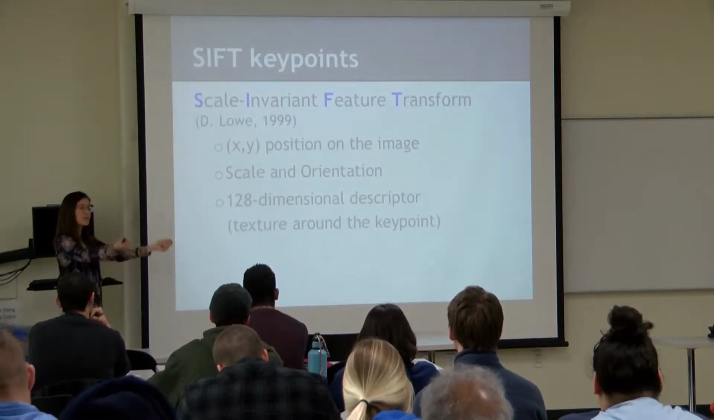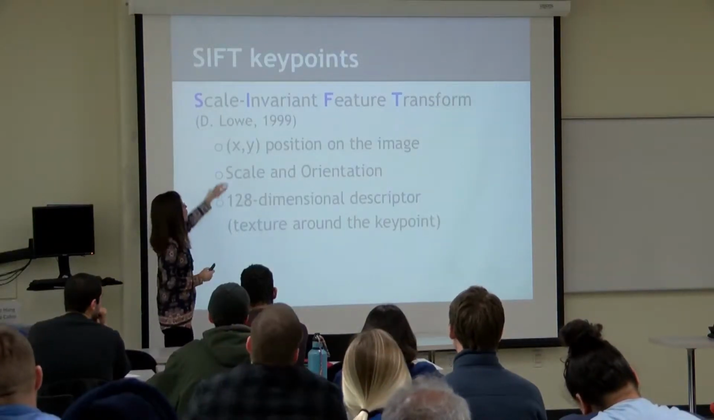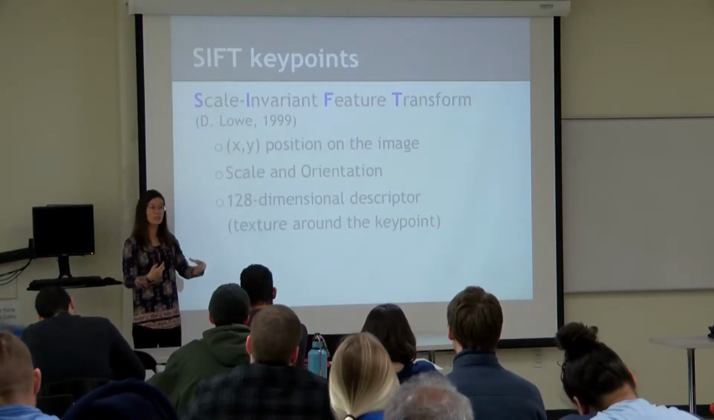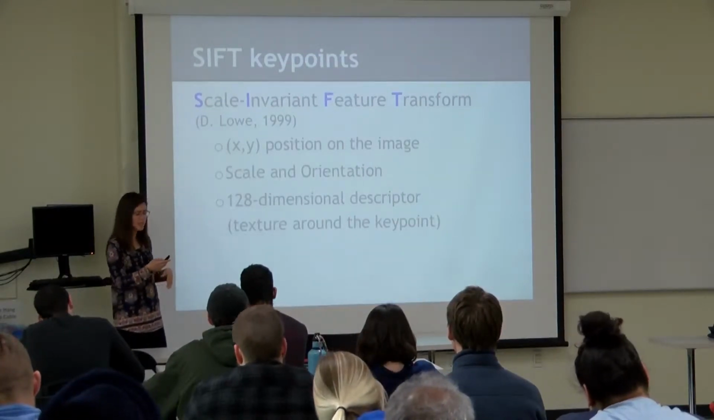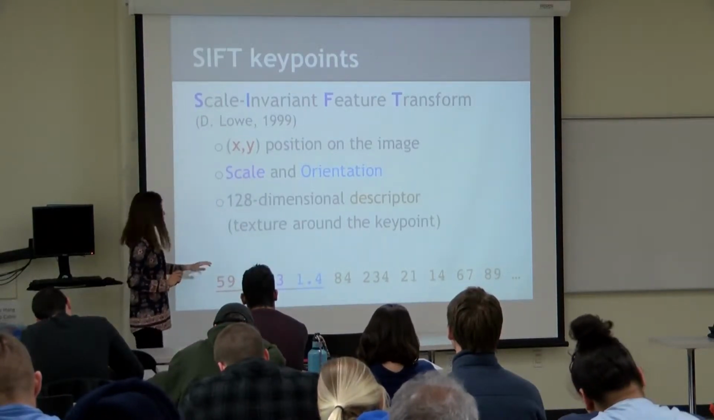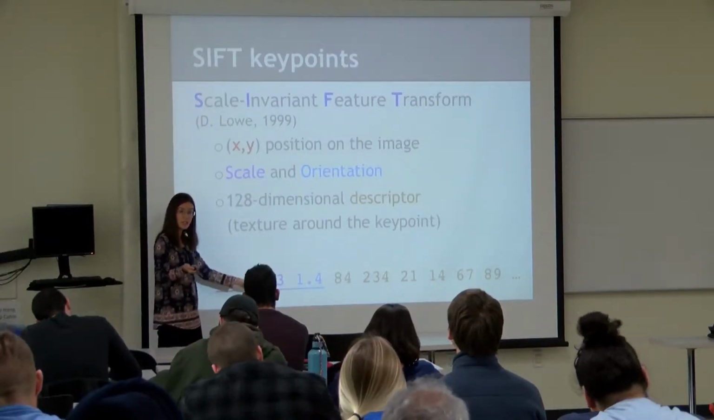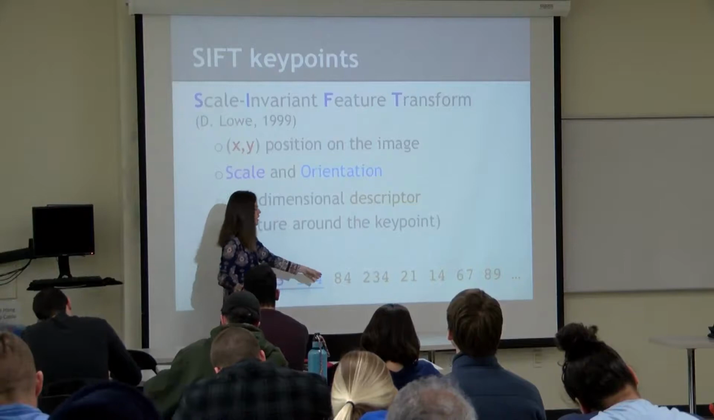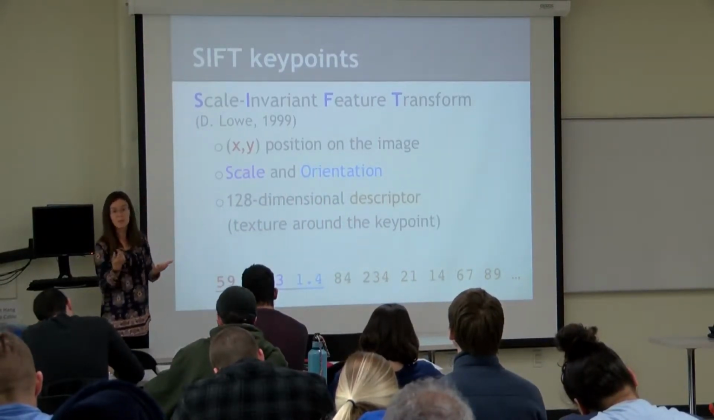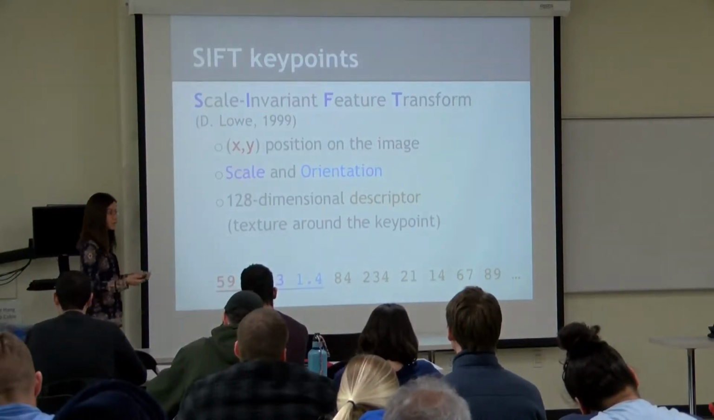SIFT says, once I extract the key points, every key point I provide you with will have an XY position on the image, the scale and the orientation of that key point, and 128 numbers that will describe the texture around that key point. So this would be an example of one key point. We have X and Y position in the image, scale and orientation, and a 128 dimensional vector explaining what is happening around inside of this particular patch. So we have the tool, we have the key points.